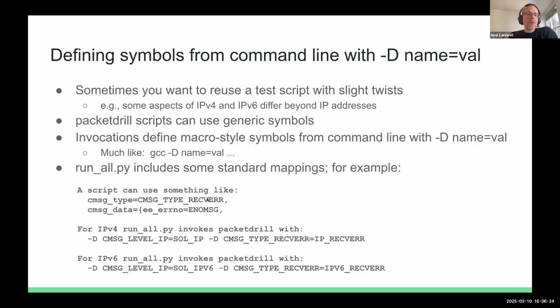So for example, a script can use some protocol generic symbols like C-message type receive error here. And then you can see that when runall.py runs an IPv4 test, it will define that to mean the code point that you need for IPv4. When you run with IPv6, it'll define that symbol to mean the code point that you need to make it work with IPv6.